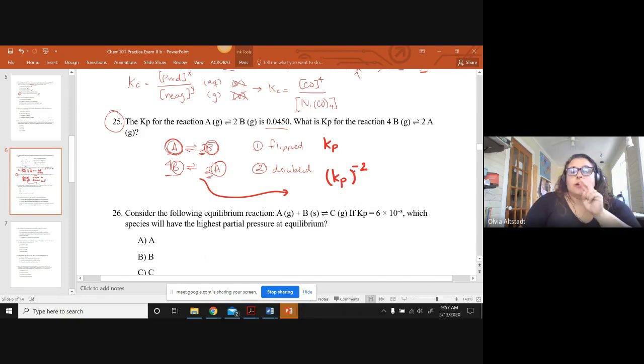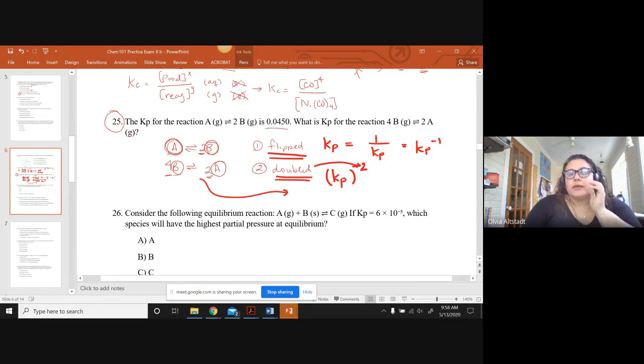Now, there's a couple things that are wrong with this question. On your handout, I did talk to you about what to do when your reaction was flipped. So the Kp is the inverse of the Kp, which is the same thing as saying Kp to the negative 1. But then when I went back, and I think Edelmar and I were the ones discussing, he was the one that brought this up. I don't think we discussed the doubling. That doubled means that you double the exponent, or that you raise it to that power.